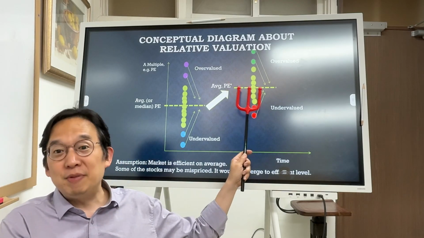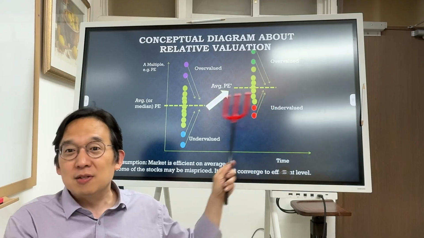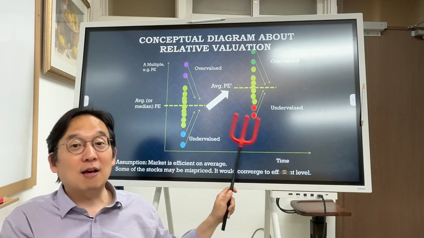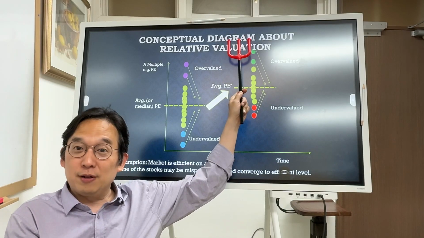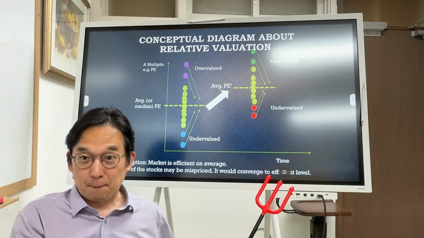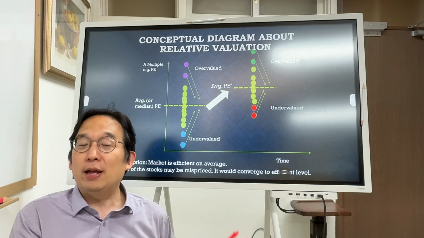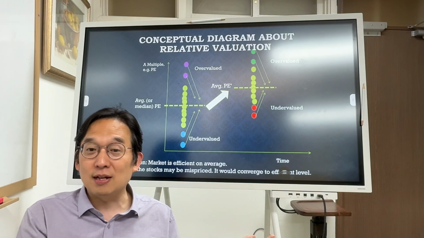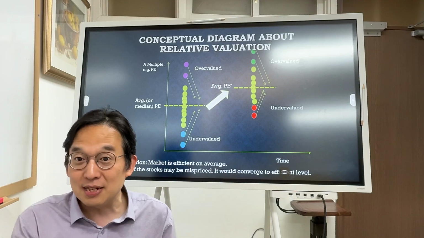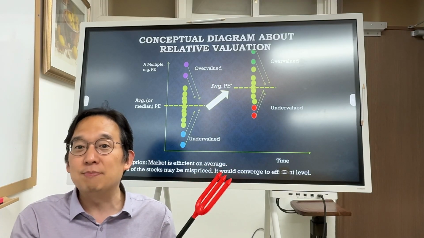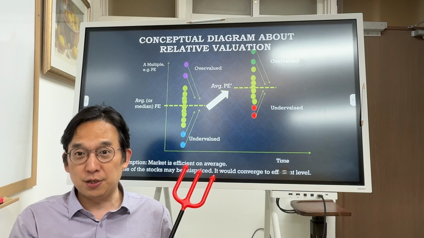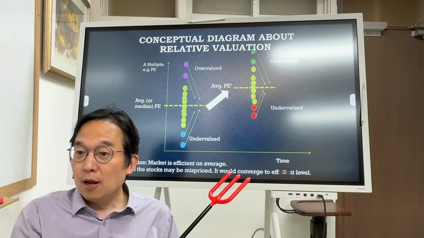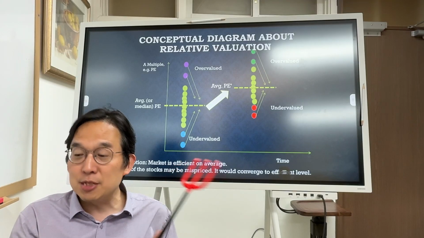Let's assume this median is always fairly priced, okay? But there will always be some stocks that are undervalued and overvalued, relatively speaking. So at any given point of time, you have some undervalued stocks or overvalued stocks in a relative sense. That's why we call this methodology relative valuation, okay? Assumption: market is efficient on average, okay? Some of the stocks may be mispriced.